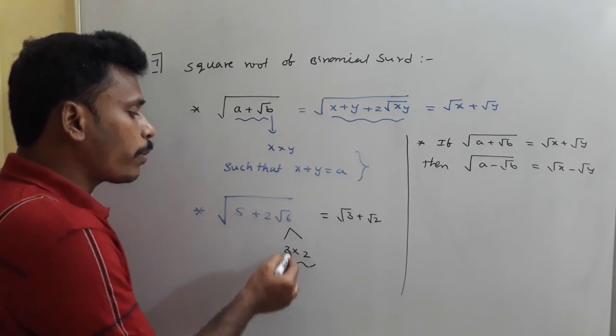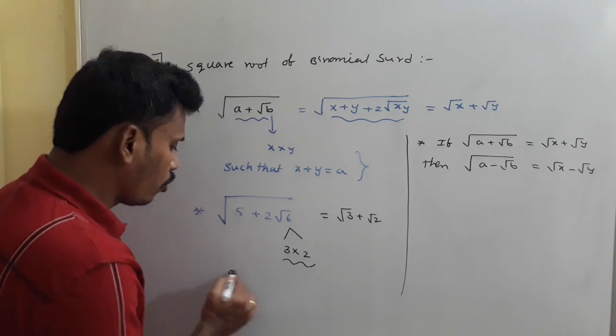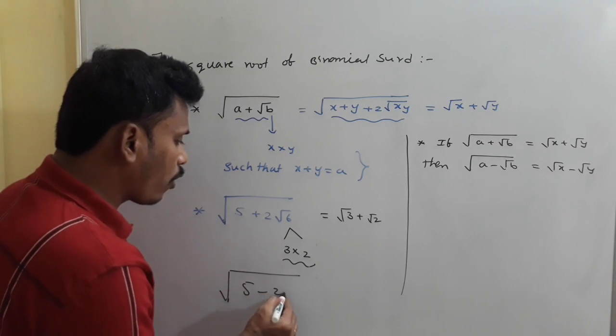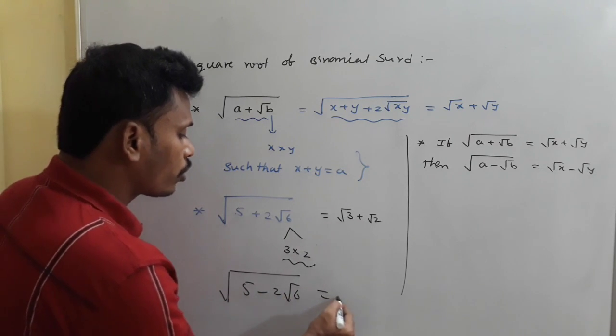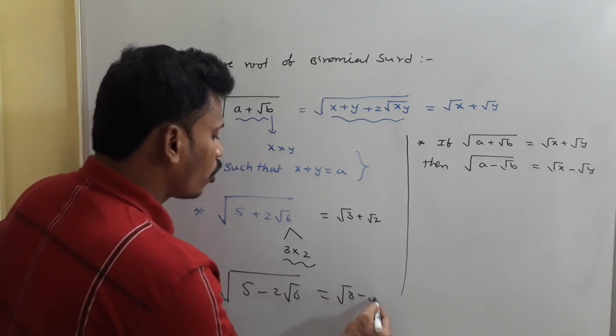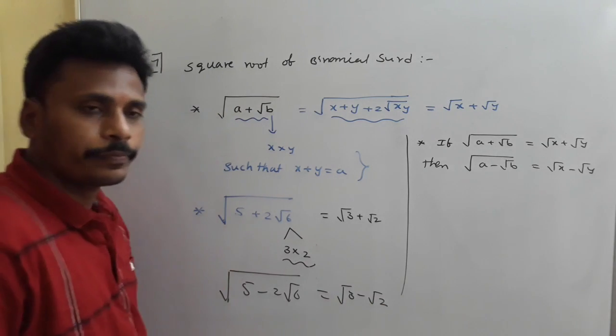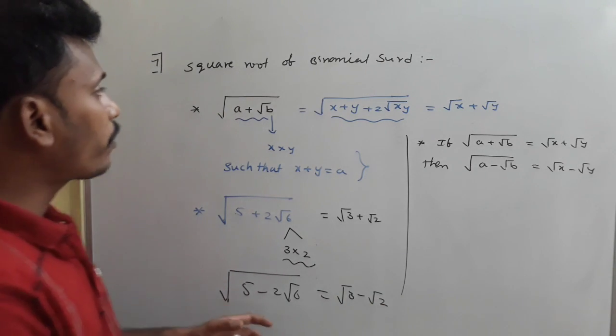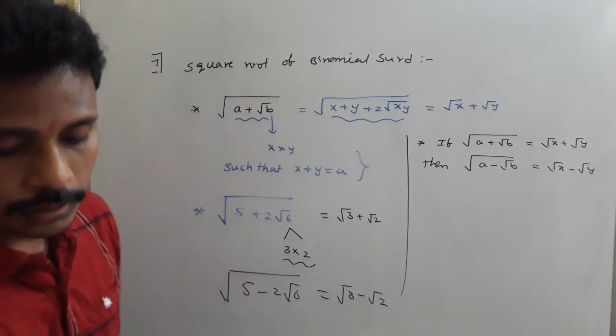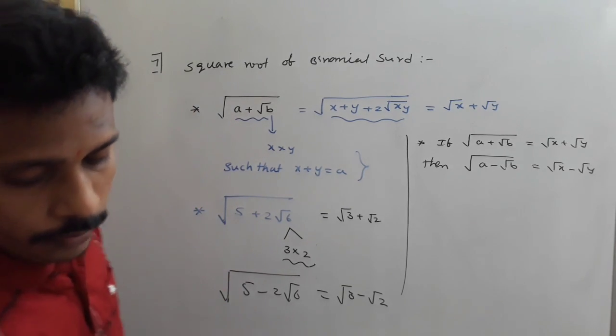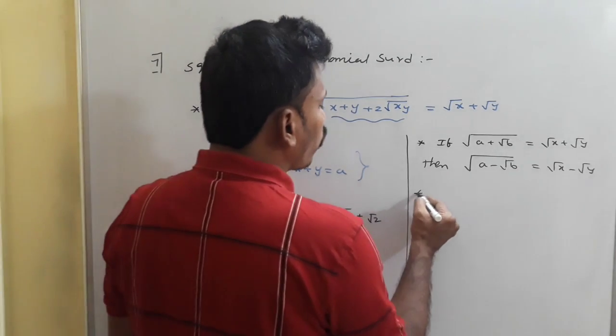Since the square root of 5 plus 2 root 6 is root 3 plus root 2, the square root of 5 minus 2 root 6 is root 3 minus root 2. That much simple. This is something about the square root of a binomial surd. Using the square root, we may extend the idea to the fourth root also.